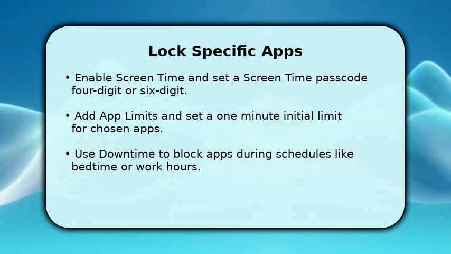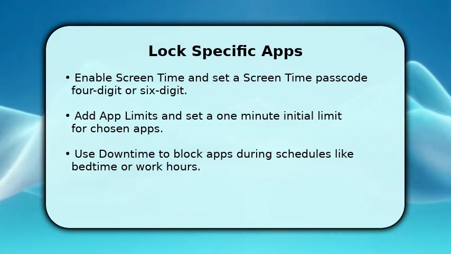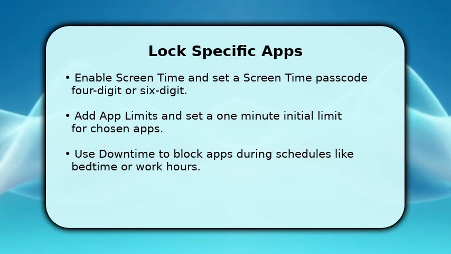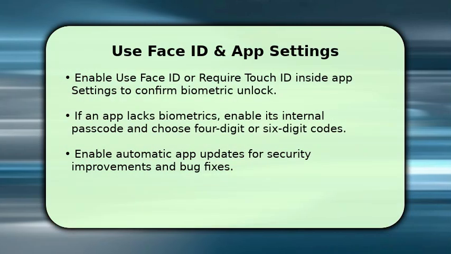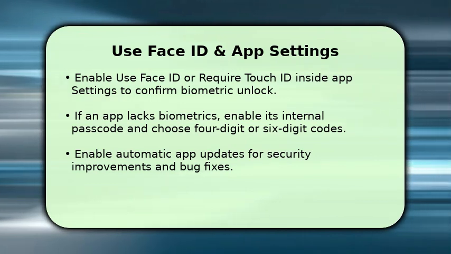Many apps support Face ID or Touch ID to unlock app content quickly and securely on your iPhone. Open an app like Banking or Password Manager and go to its Settings or Security section. Enable Use Face ID or require Touch ID inside the app and confirm your system prompt.